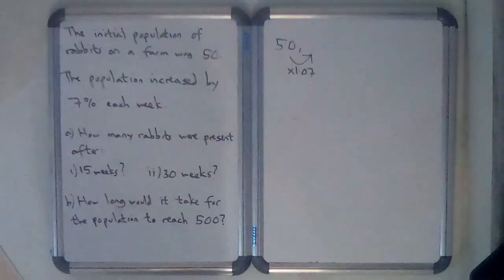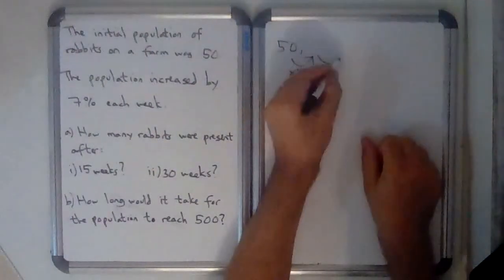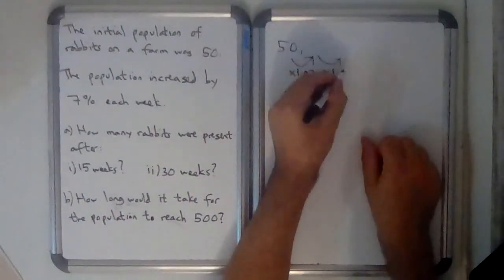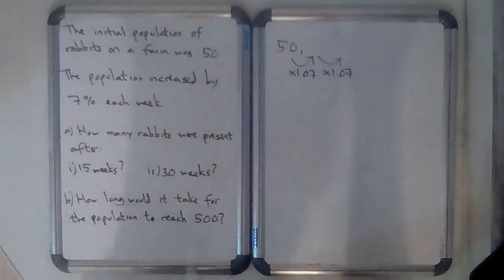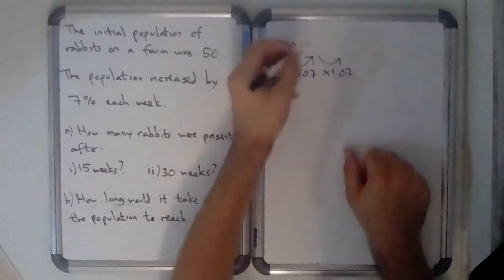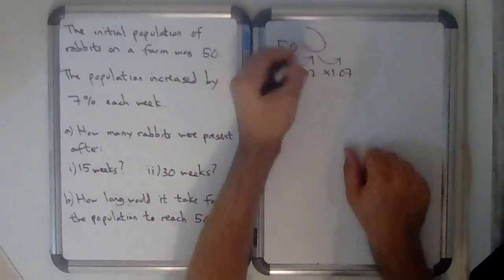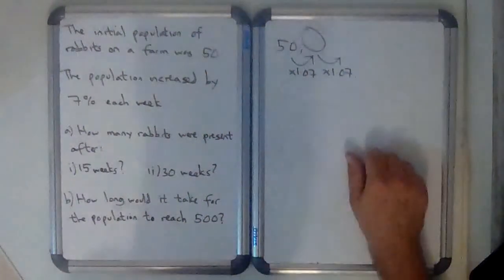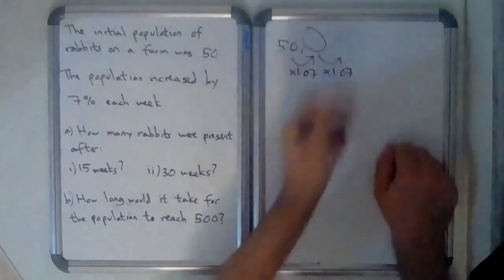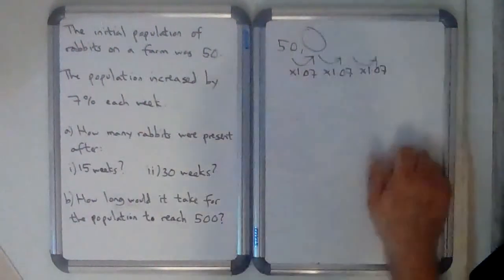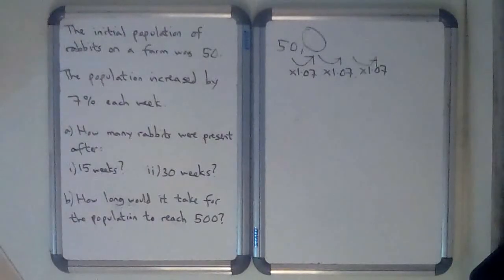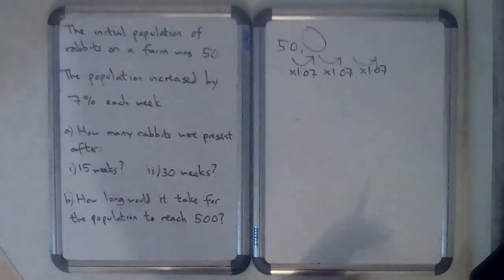So this is a multiplicative problem. Every time I multiply by 1.07. That means this is a geometric sequence question because you have a starting term. All sequences have a starting term, and they have a constant common ratio, not a common difference. This is being multiplied each time, not added. It's not adding the same amount of rabbits each week. The population is increasing proportionally to the size of the population itself.